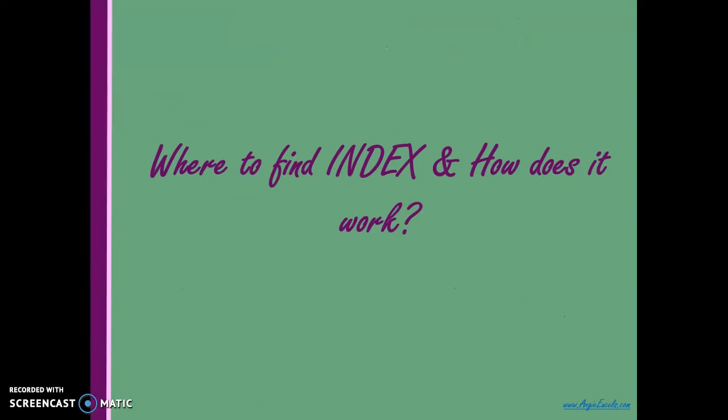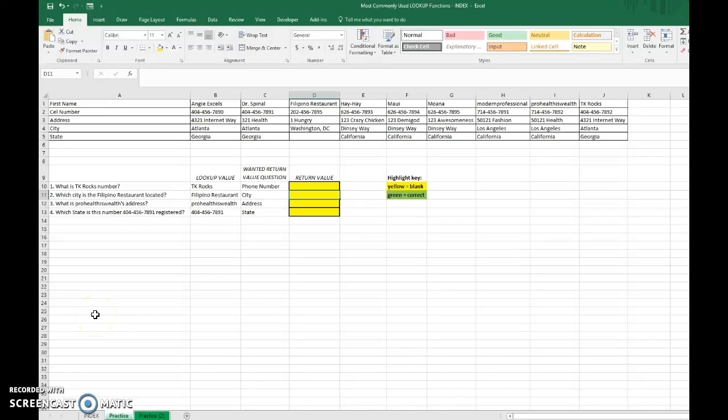Okay, I'll be covering where to find INDEX and how it works in our practice data set. So this is the practice data set that we have. As you can see, it's data that looks like a phone book. Here are the questions, but the one that I want to focus on is number 2: which city is the Filipino restaurant located in? Okay, so let's go to D11 to answer that question.